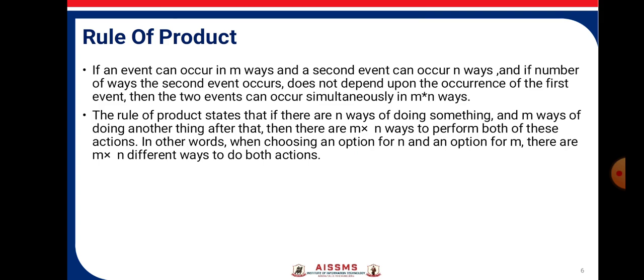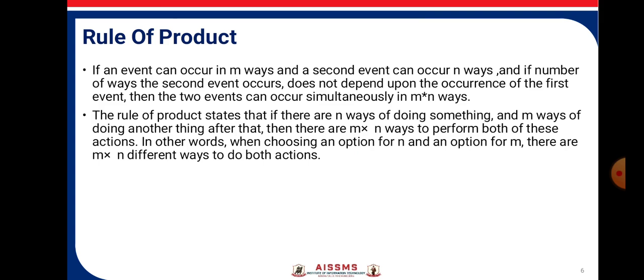Now, the rule of product. If an event can occur in m ways and a second event can occur in n ways, and if the number of ways the second event occurs does not depend upon the occurrence of the first event, then the two events can occur simultaneously in m into n ways.